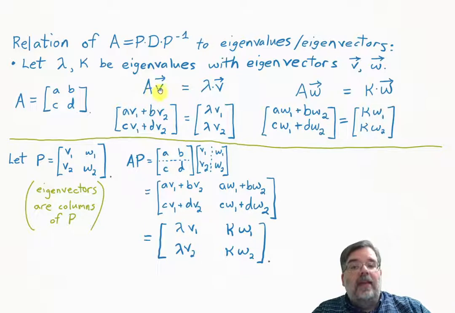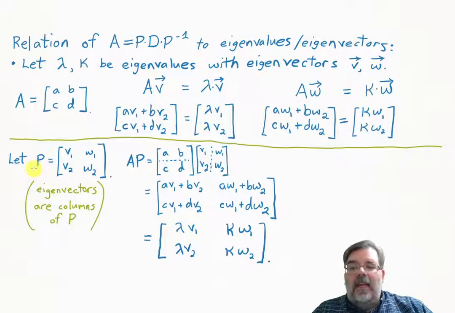I can write A times V like so. That's calculating a matrix vector product. And lambda times V, well, that's scalar multiplication. And so I get this equation by expanding this out. Similarly, A times the eigenvector W is equal to the eigenvalue kappa times the eigenvector W, and that simplifies and gets expanded to this equation right here.